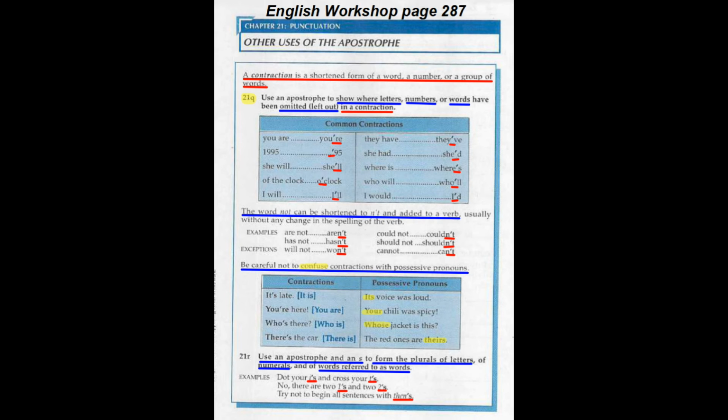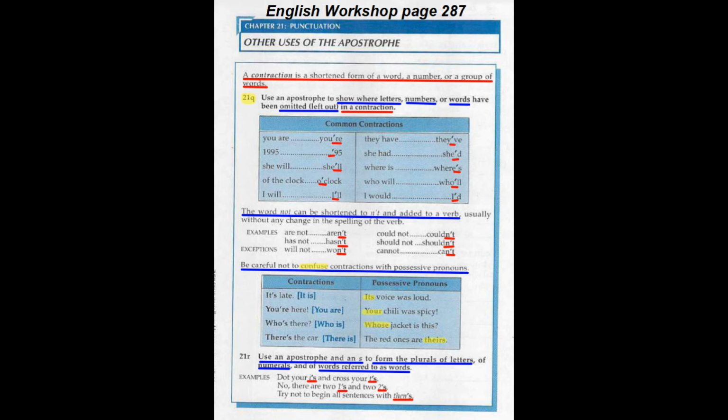Okay, now let's look at rule 21R. Use an apostrophe and an S to form the plurals of letters, of numerals, and of words referred to as words. For example, dot your i's and cross your t's. Or, there are 2 ones and 2 twos. Try not to begin all sentences with thens. Alright, so you get the idea of how to use an apostrophe S to form the plural of letters, numerals, and words.